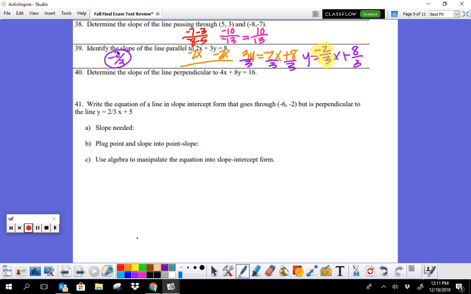Number 40, determine the slope of the line perpendicular to that line. Okay, so same thing, it's perpendicular, which means we need opposite reciprocal slopes. But I do need to solve this for y first. So I'm going to subtract 4x. So I have 8y equals negative 4x plus 16. Divide everything by 8. And so I have y equals, that's going to be negative 1/2 x plus 2.